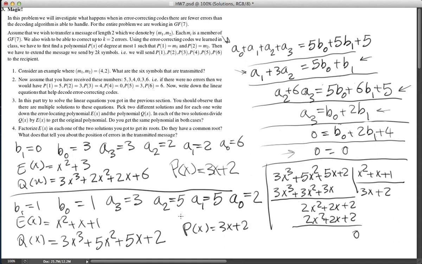So the two polynomials we get are the same. In fact, they should be, because that's the message that we sent. Okay, so I'm just gonna clear this part out.